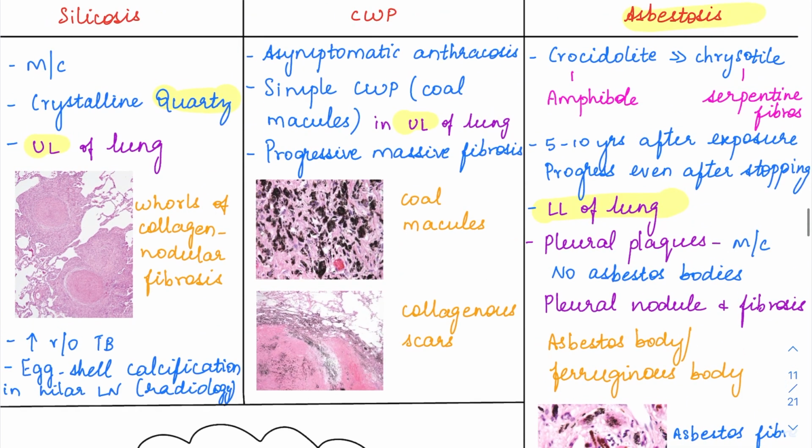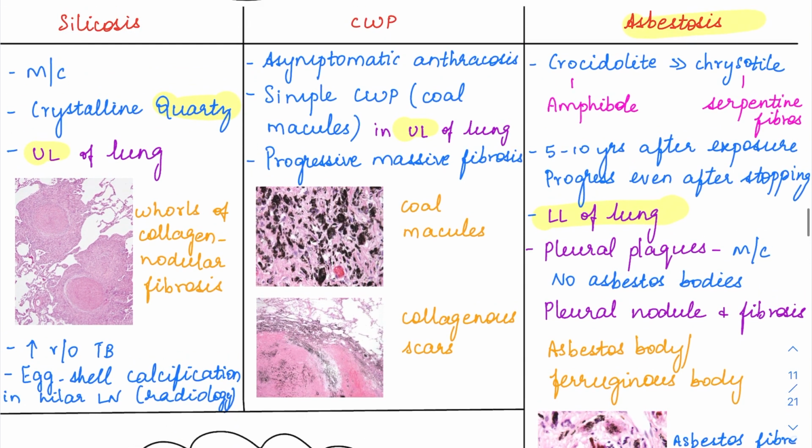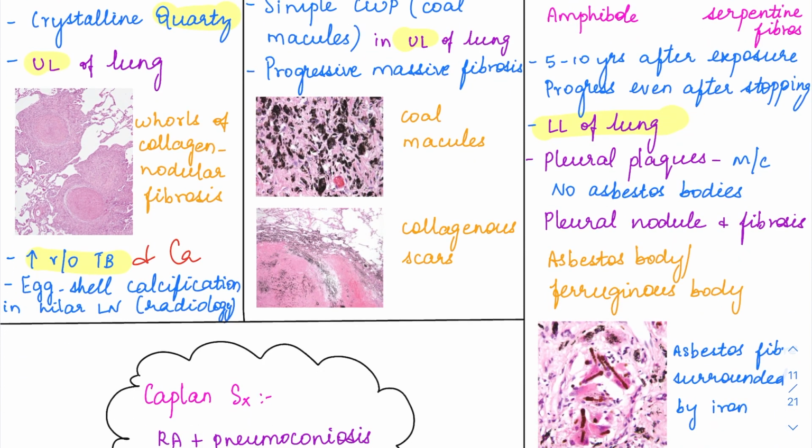And what is the feature which we see in silicosis? You get massive amounts of collagen which forms whorls and forms a nodular appearance. So, nodular fibrotic areas are seen in the lung formed because of these whorls of collagen as a reaction to this silica. And silicosis has an increased risk of tuberculosis and cancer. Okay, and the classical feature which we see on X-ray will be on the hilar lymph nodes. There will be a feature called eggshell calcification.